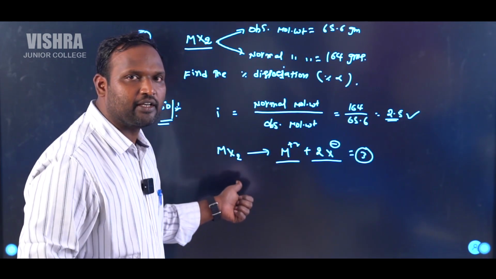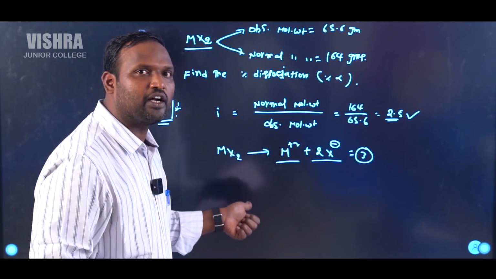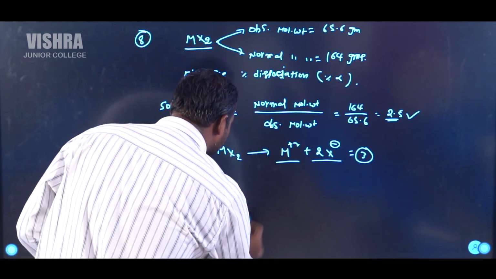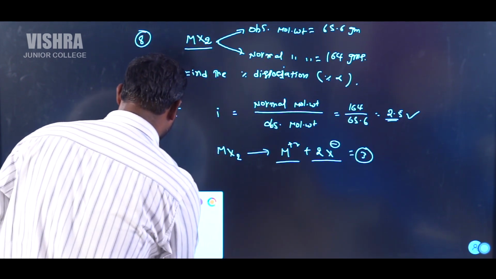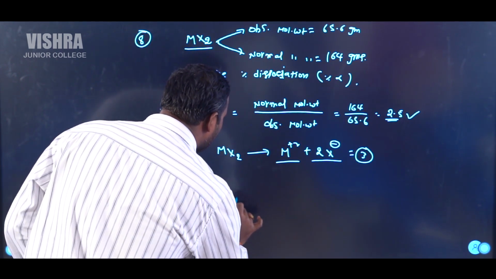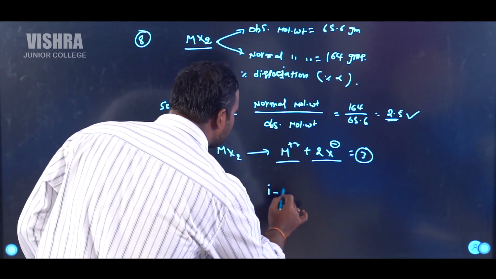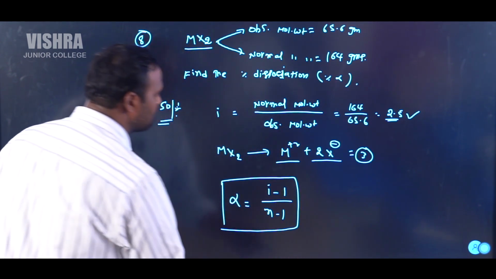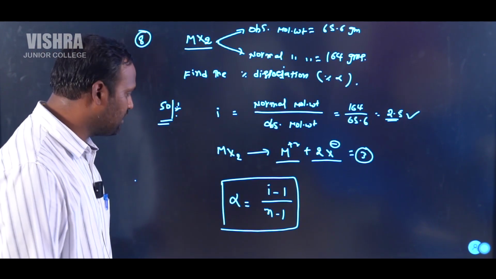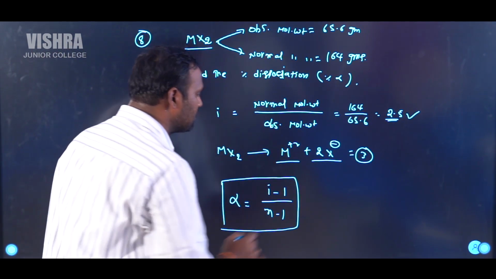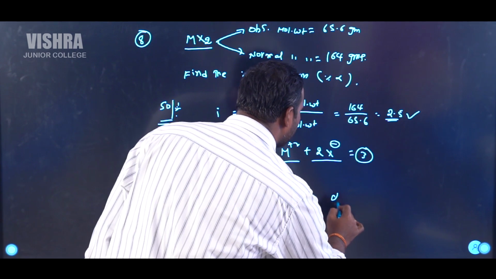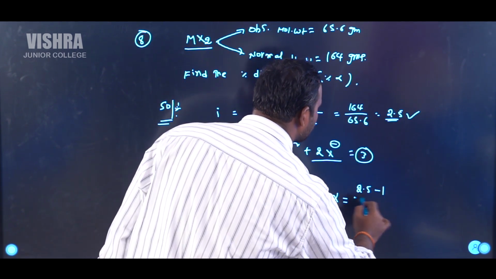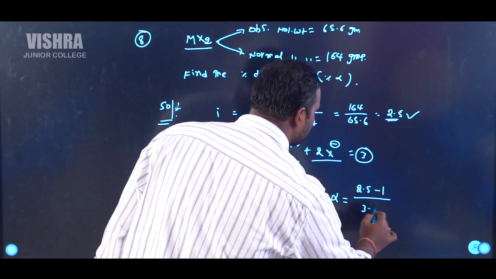We know the relationship between degree of dissociation alpha and the Van't Hoff factor i. Alpha is equal to (i minus 1) by (n minus 1), where n is 3. So alpha is equal to i value, in this case 2.5, minus 1, by n value 3 minus 1.